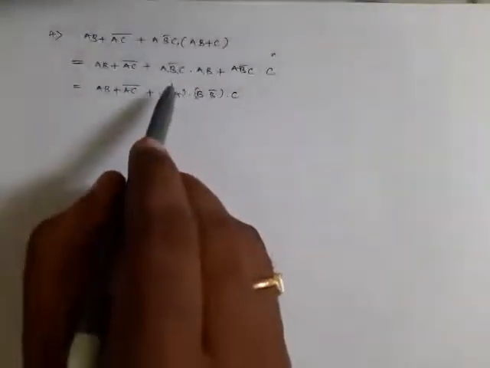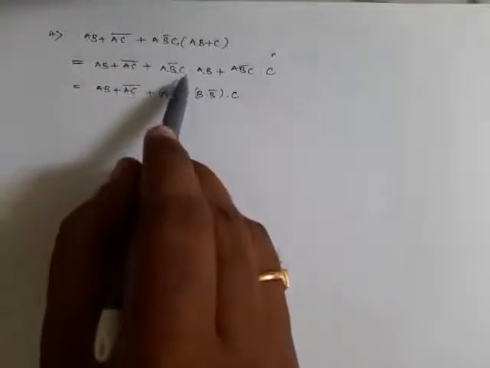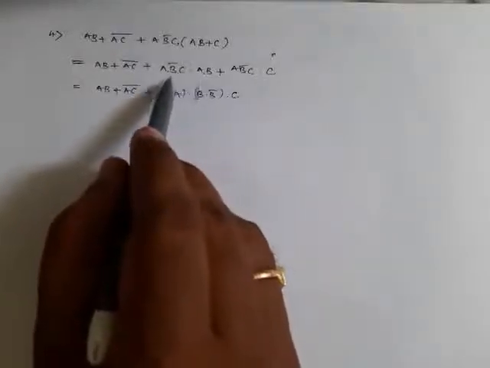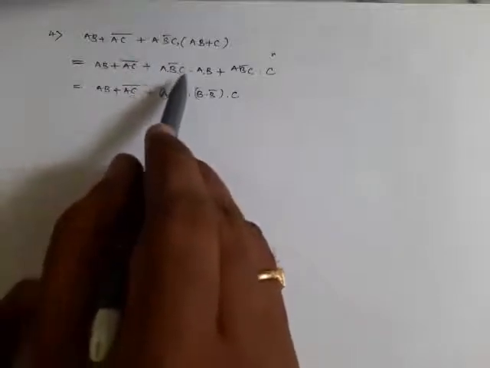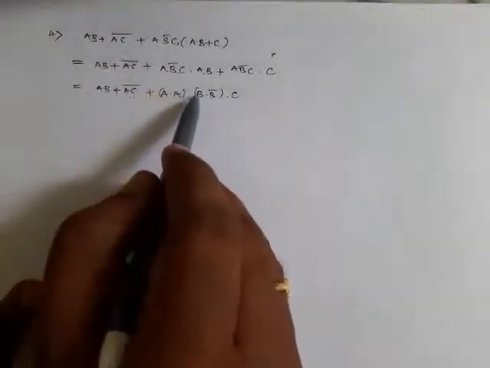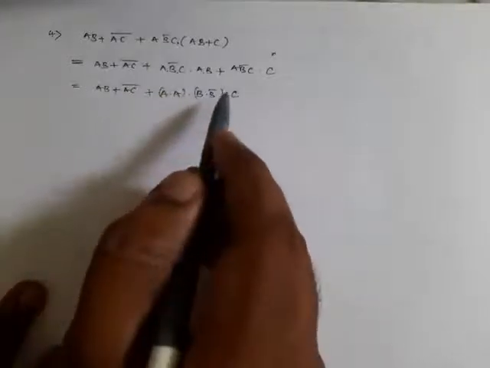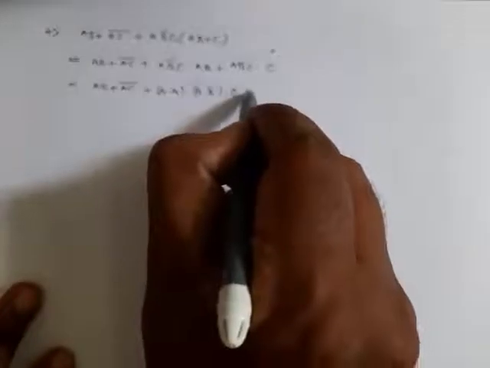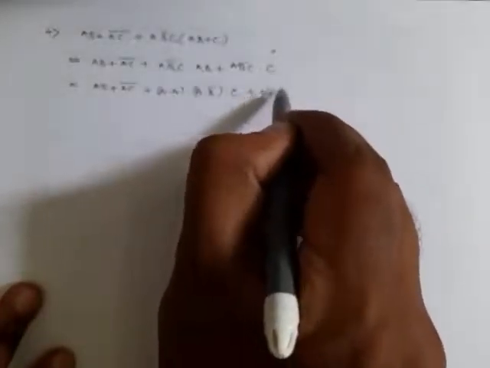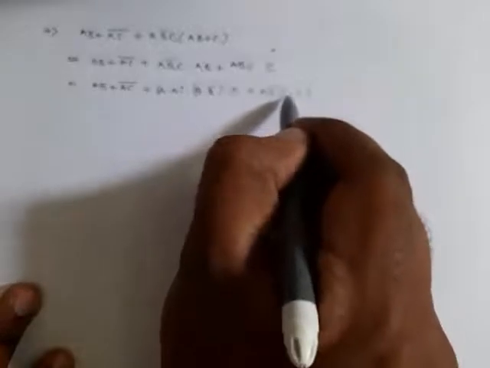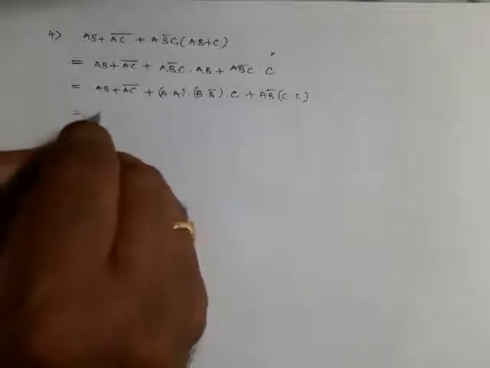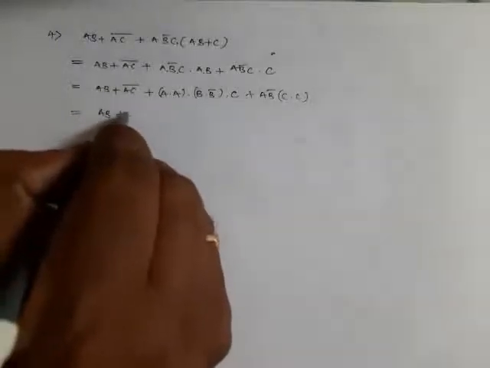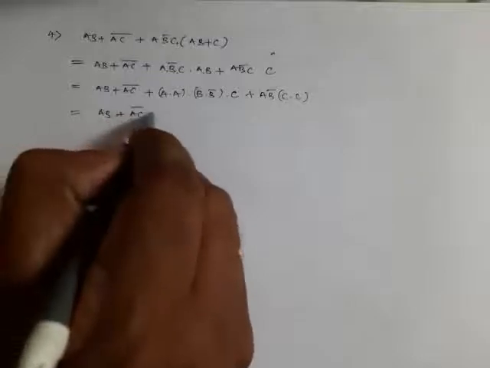The same term can be written as, since there is an AND operation between all the variables, you can club the similar variables so that we can apply the theorems. So A dot A and B dot B bar dot C. And similarly, we can write here AB bar C dot C, and this simplified is AB, AC bar.